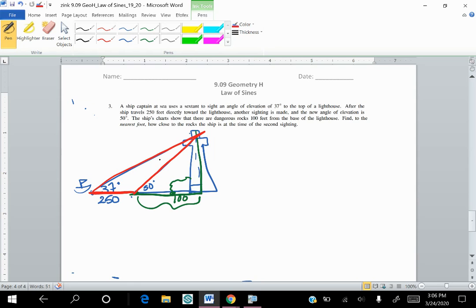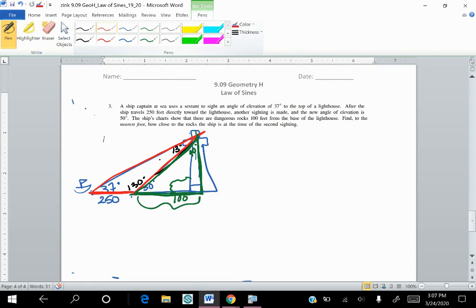Once I figure this part out, now, again, I like to find all my missing angles so that I know what I'm working with here. So I've got the 50 as supplementary to this angle. So this is going to be 130 degrees. Then I'm going to subtract 37 and 130 from 180. That leaves me with 13 degrees. Then I know in this green triangle over here, I have a 50 degree angle, and I have a 90 degree angle, which leaves me with this angle up here as 40 degrees. So first I find all my angles.